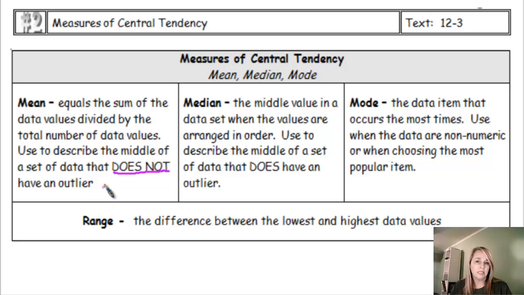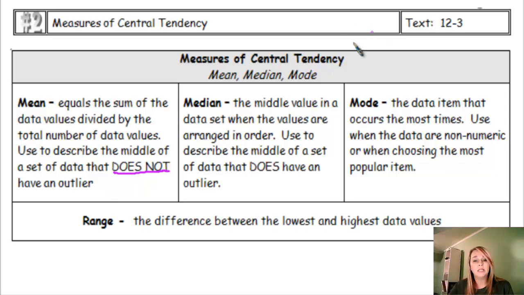All an outlier means is that it's a piece of data that is very, very different from all the rest of the data. For example, if you had as your group of data 2, 3, 5, and 20, 20 is very, very far away from 2, 3, and 5, so 20 would be considered the outlier.